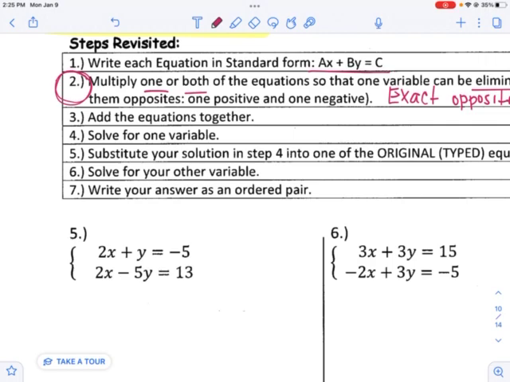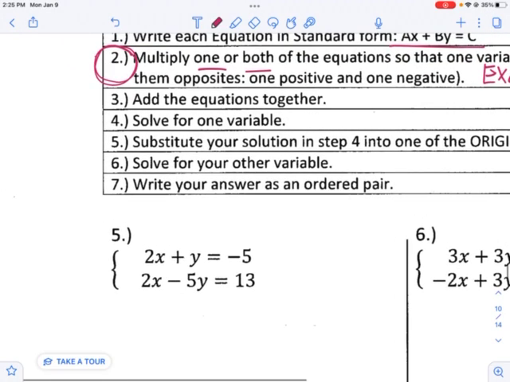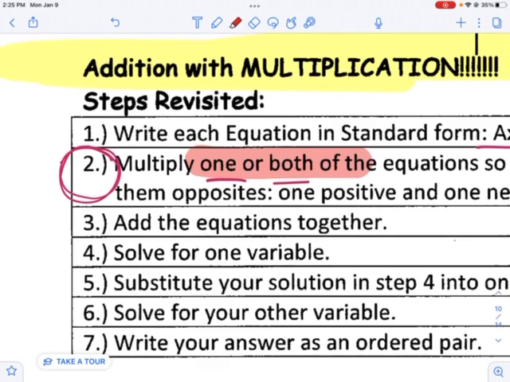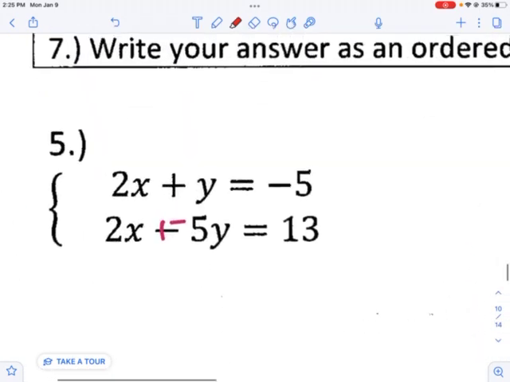So let's start off by looking at number 5. So if I look at my equations, the first one's in standard form, the second one's in standard form. All right, so let's take a look at the pencil mark trick. That negative 5y. Do I have exact opposite terms? Well, I have 2x plus 2x, that will give me 4x, and I have y plus negative 5y, which would get me negative 4y, so nothing eliminates. This is where I have to go to step number 2, which is multiply one or both of the equations so that you can get the exact opposite terms.